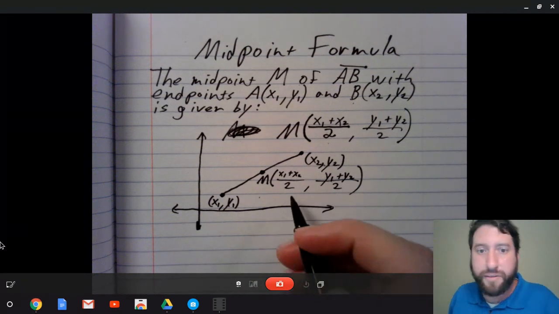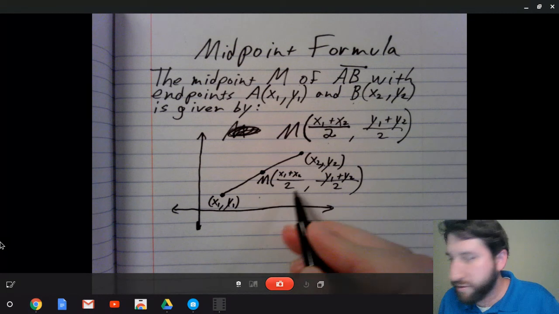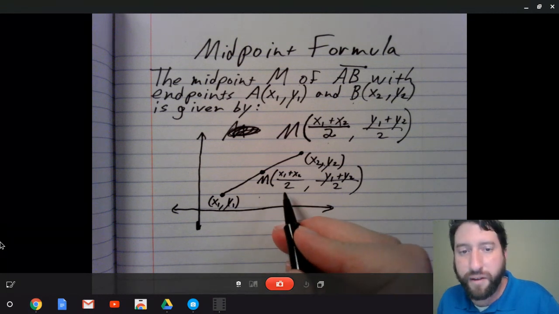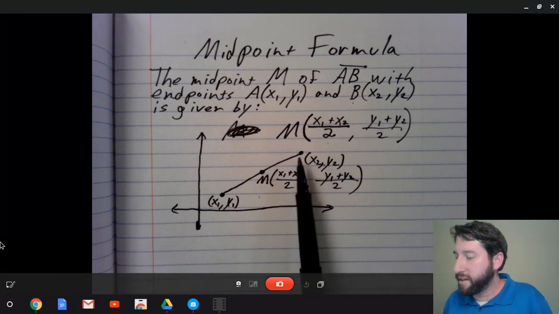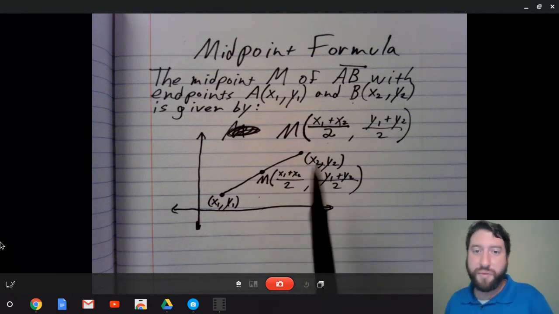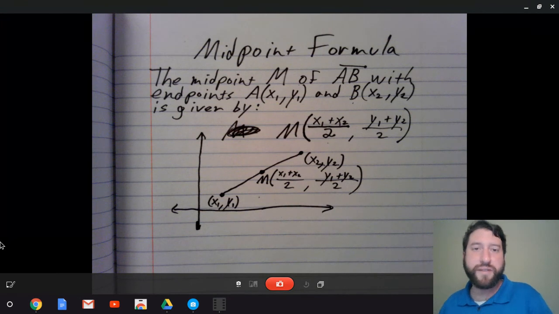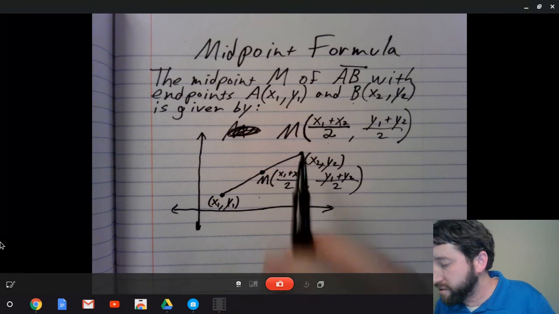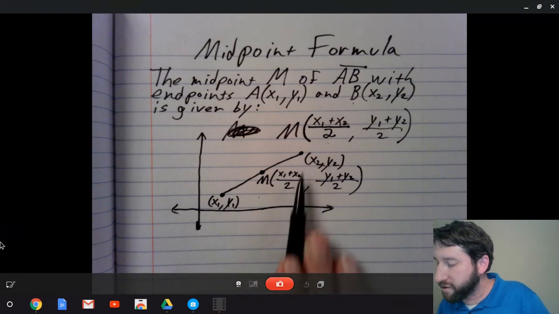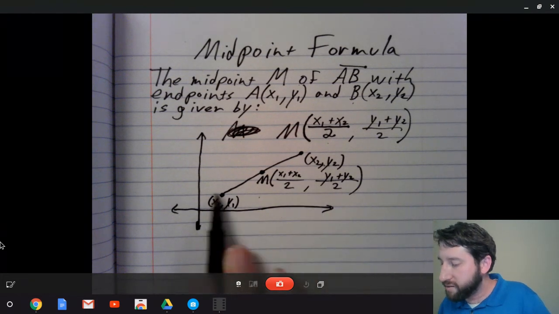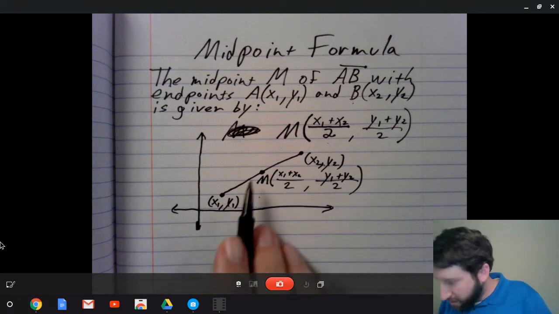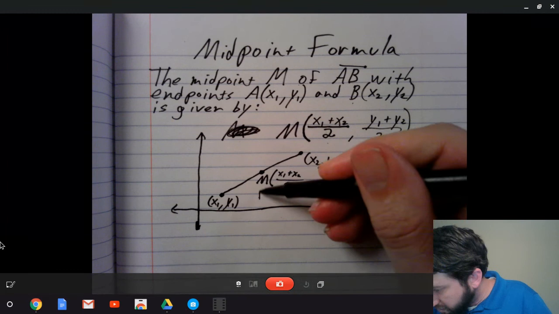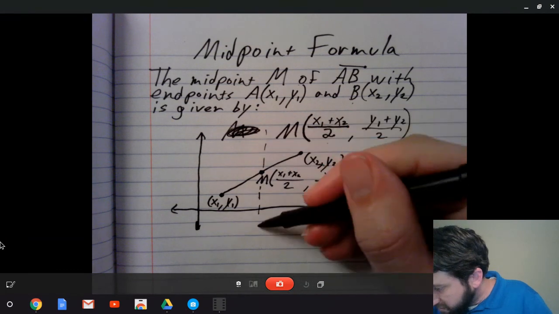Let's look at the x-coordinate for M. This is the x-coordinate right here, x1 plus x2 divided by 2. Now, you'll probably remember this as the average or the mean. Remember the mean, you add up the numbers and then you divide by how many numbers you have. Well, it's the same thing here. I'm trying to find the average between x1 and x2. The average of these two x's will get me the x that's in between. So this part tells me, okay, I know that M is going to be somewhere along here.